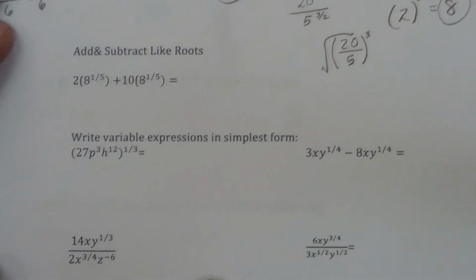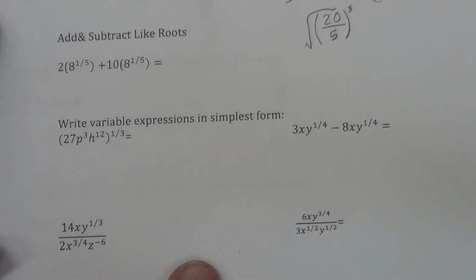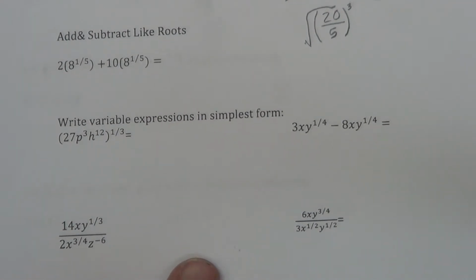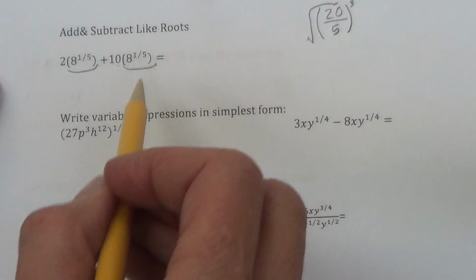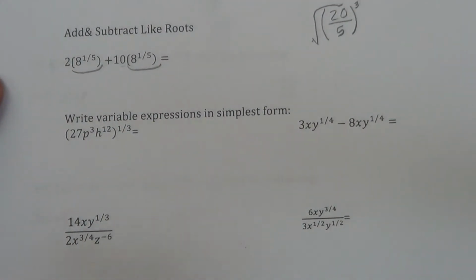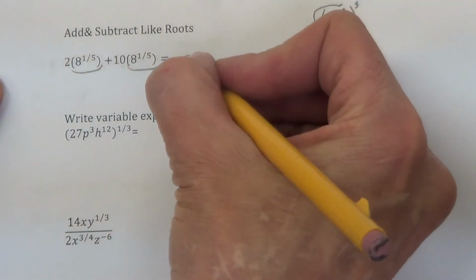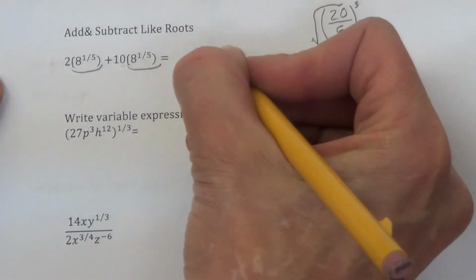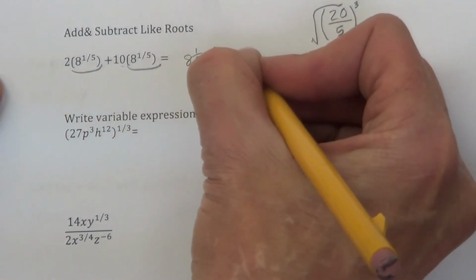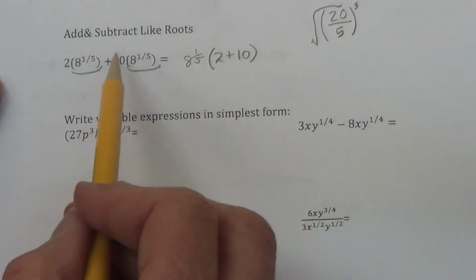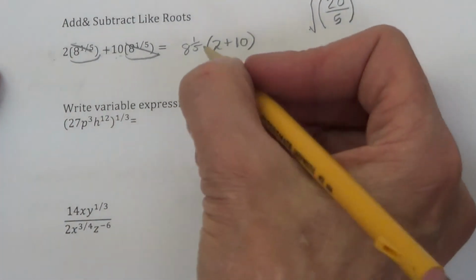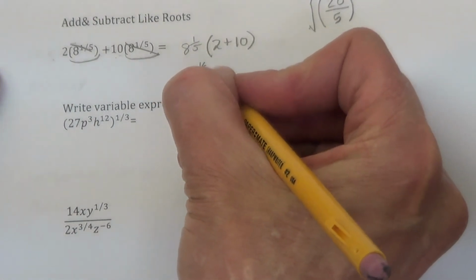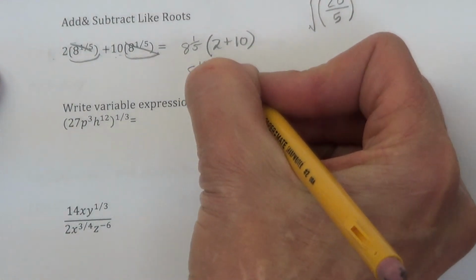Okay? Add and subtract like roots. Here what we're looking at is we can factor out 8 to the 1/5 because they are like roots. So factor them out to the front, 8 to the 1/5 times 2 plus 10, because when you factor those out, that's what you have left is 2 plus 10. 8 to the 1/5 times 12.